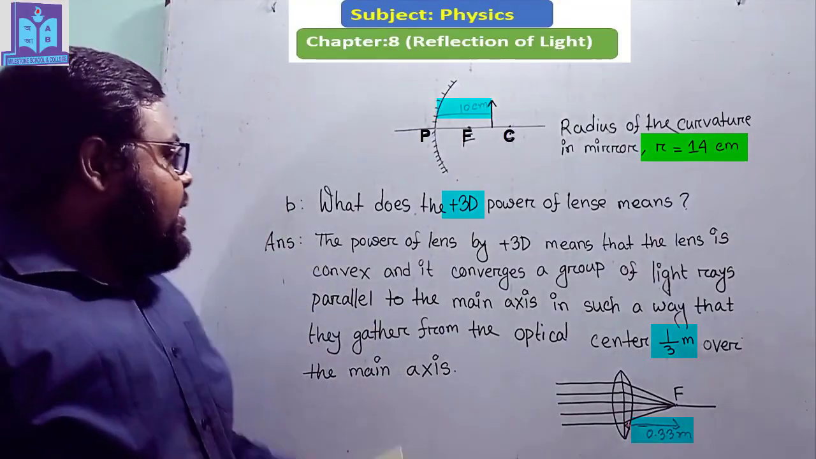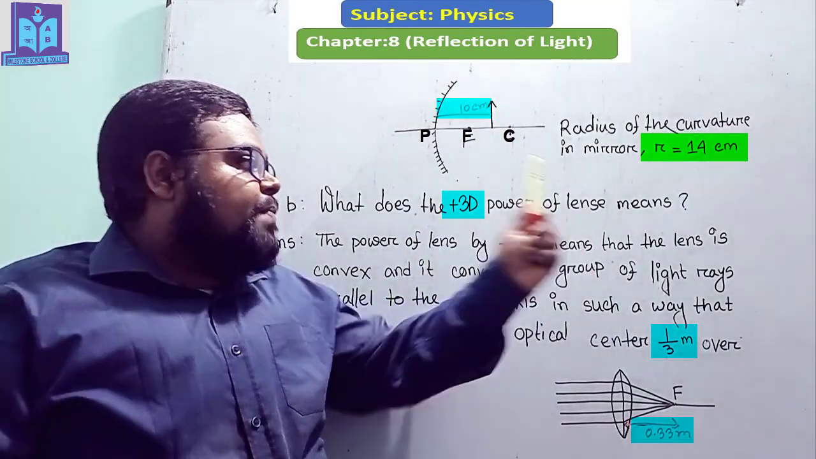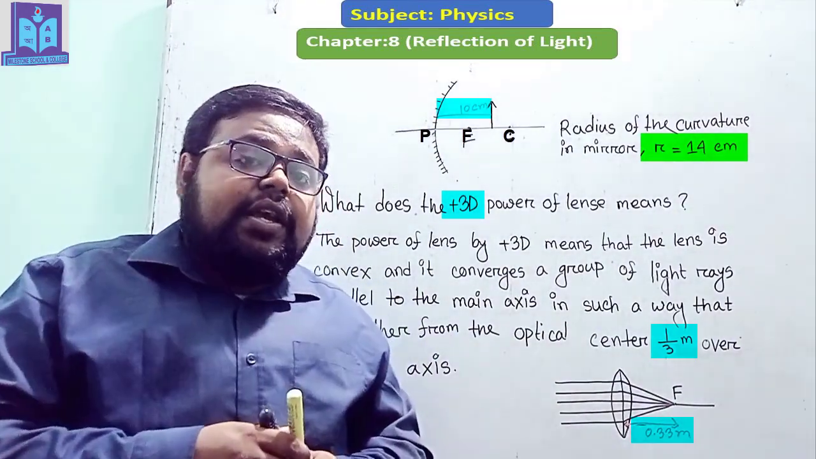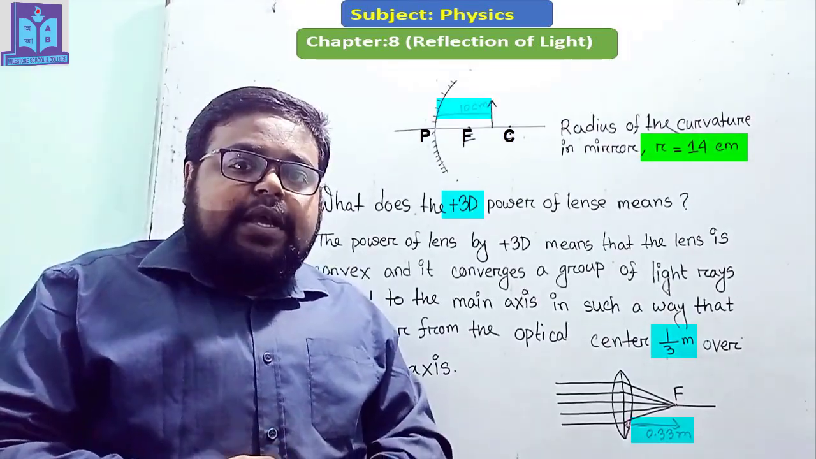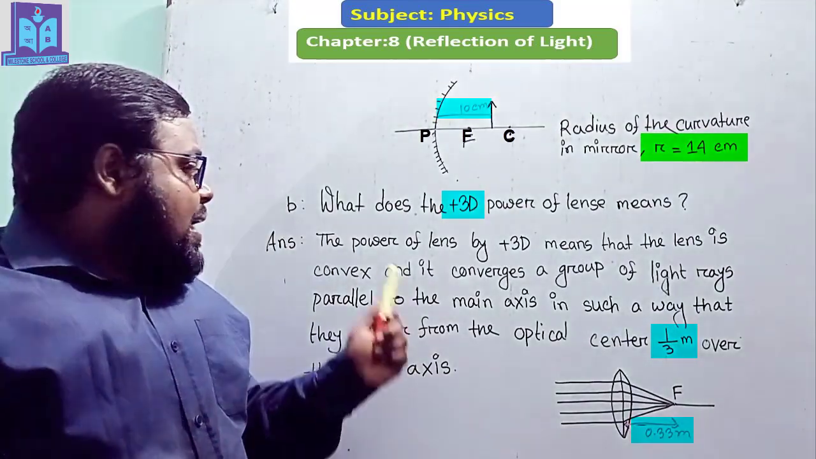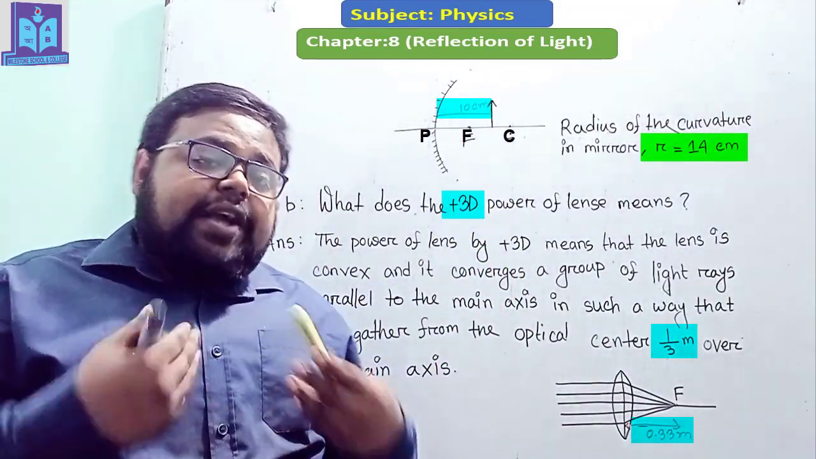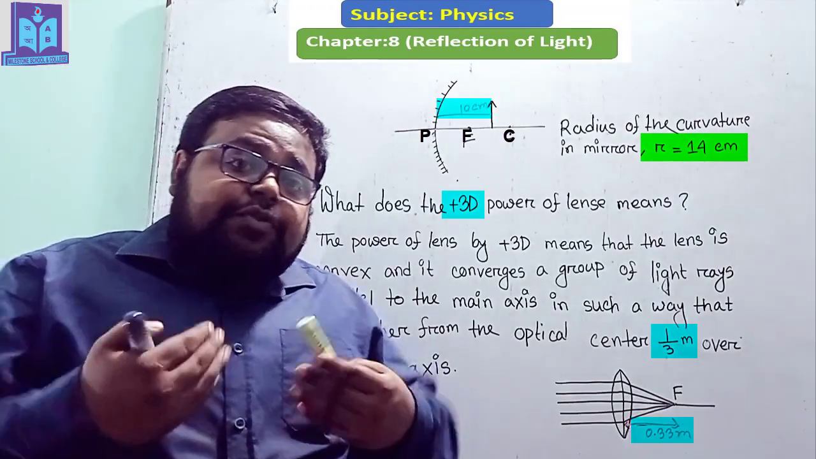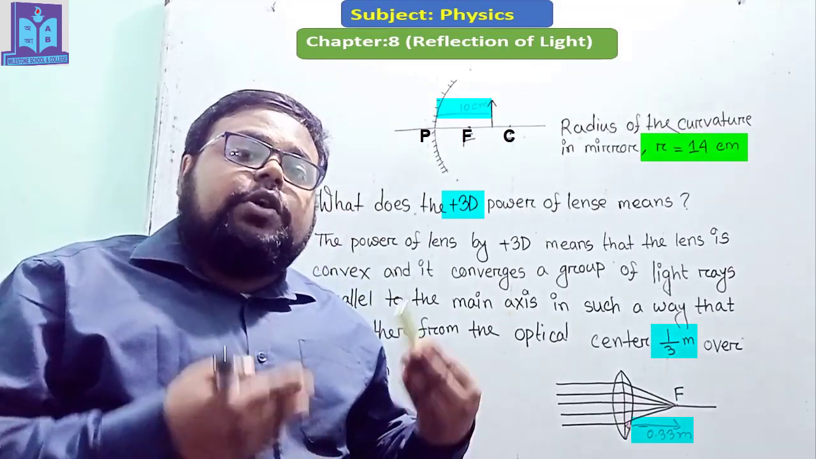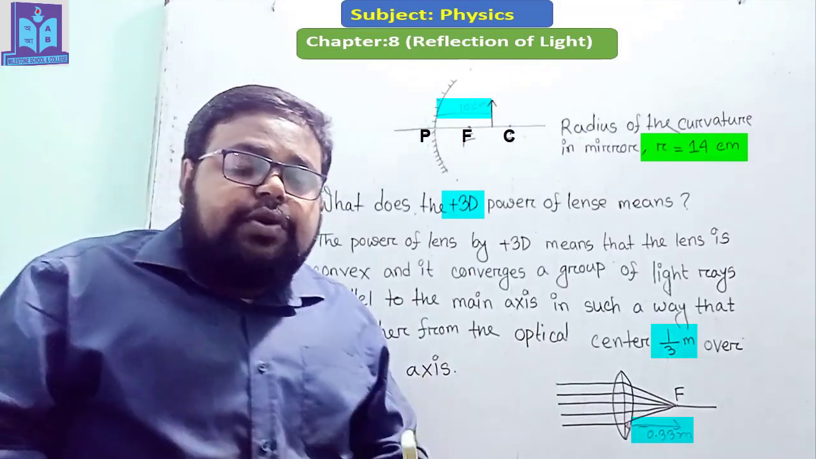So my dear student, the B question is, what does the plus 3D power of a lens mean? That means if the power of a lens is plus 3D, what is the meaning of that? Okay, now I will describe the meaning of plus 3D. A power of plus 3D means the lens is a convex lens. If you see the power of a lens is plus 3D, then you can be sure that the lens is a convex lens.